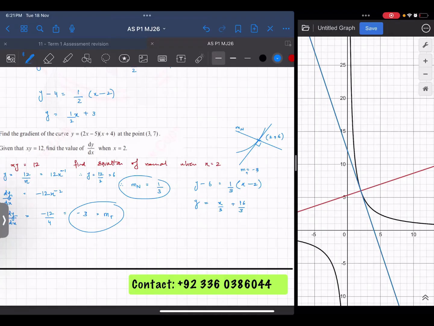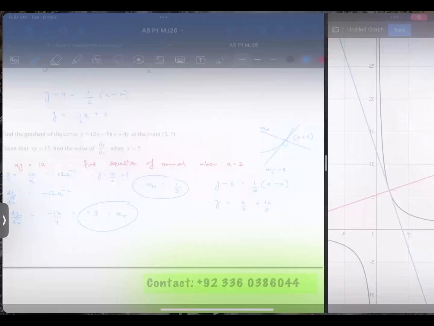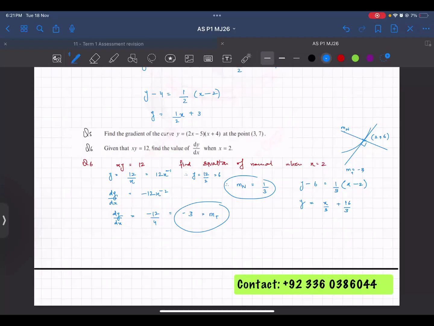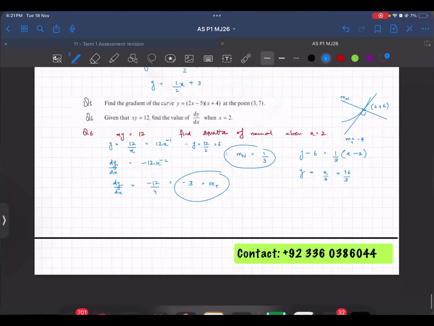The only one more step that you have to do is to find the gradient of the normal, which is the negative reciprocal of the gradient of the tangent. Okay, any questions, Sanjeev?